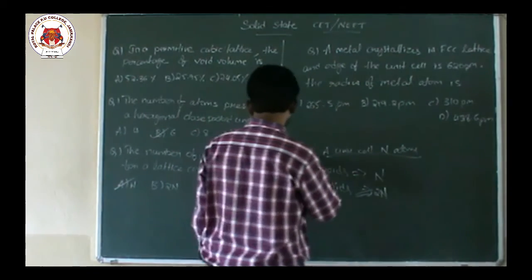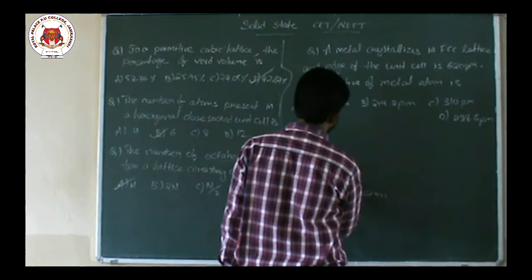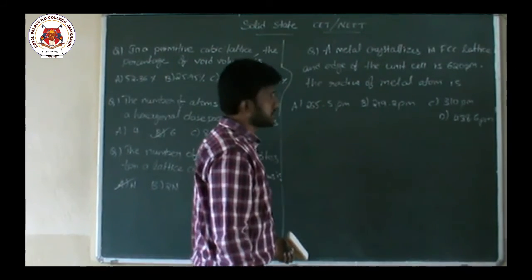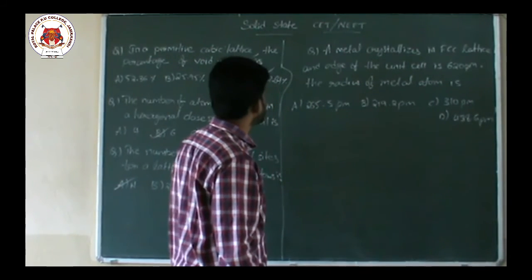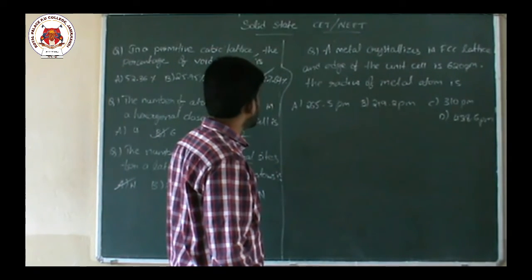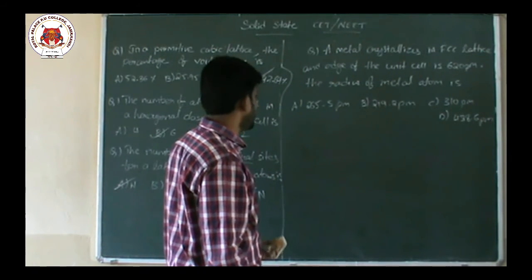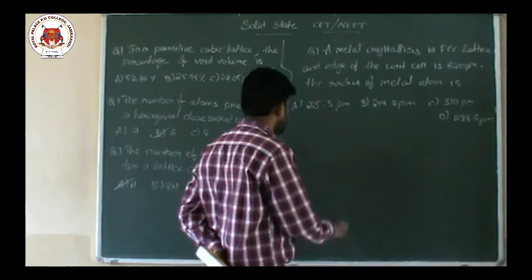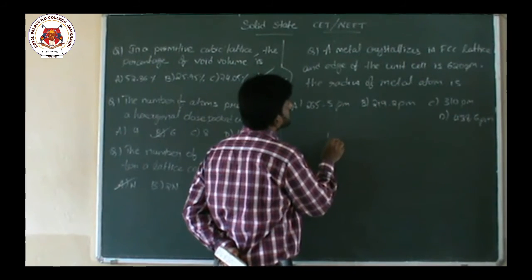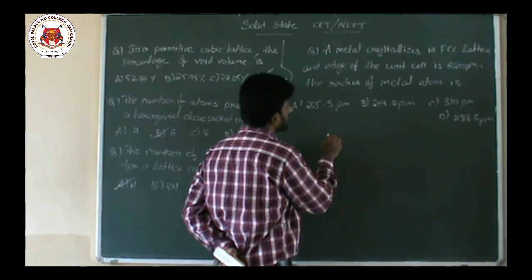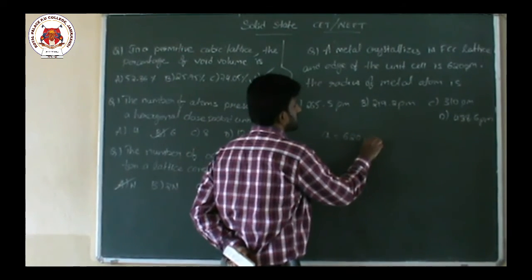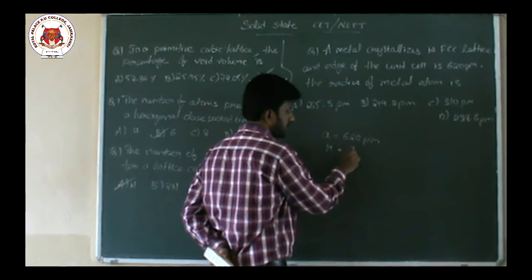Next. A metal crystallizes in an FCC lattice and the edge of the unit cell is 620 picometers. Radius of the metal atom is. Okay. Now look at this. Here they have given the edge of the unit cell, the value is 620 picometers. They want the radius of the atom.